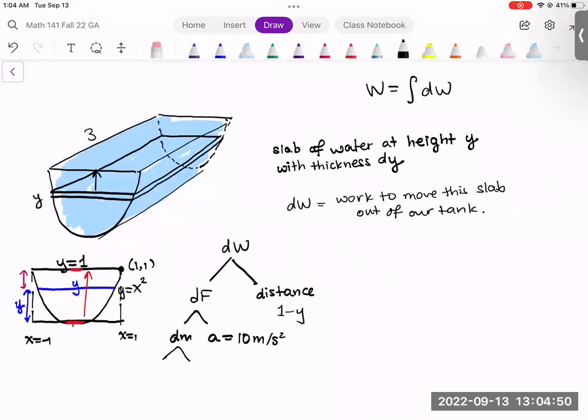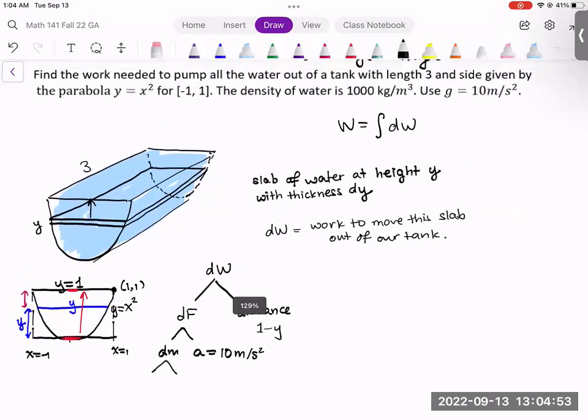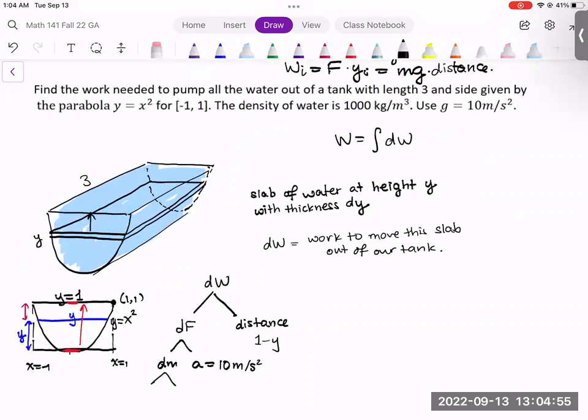Now our mass, we don't know what our mass is, but we do know the density of water. So we can think of mass as density times volume. I guess maybe the more usual way of writing it is that density is mass over volume, but we could always rewrite this as mass equals density times volume.